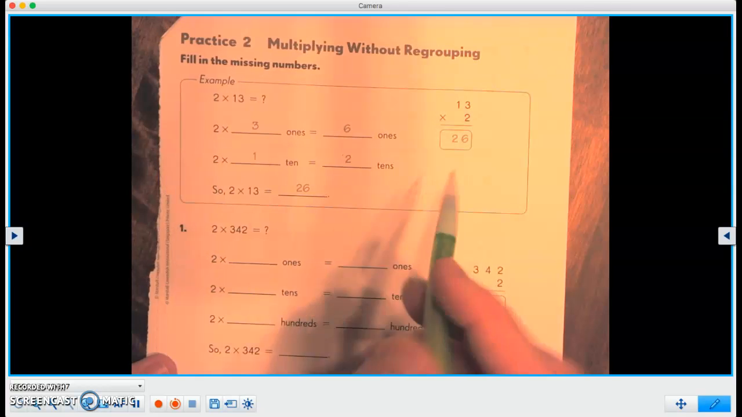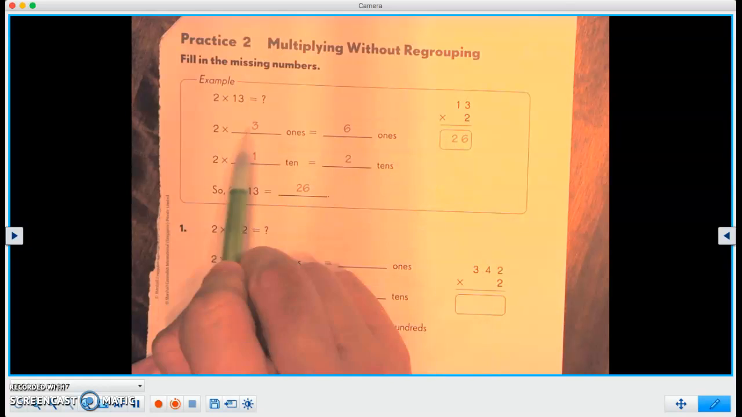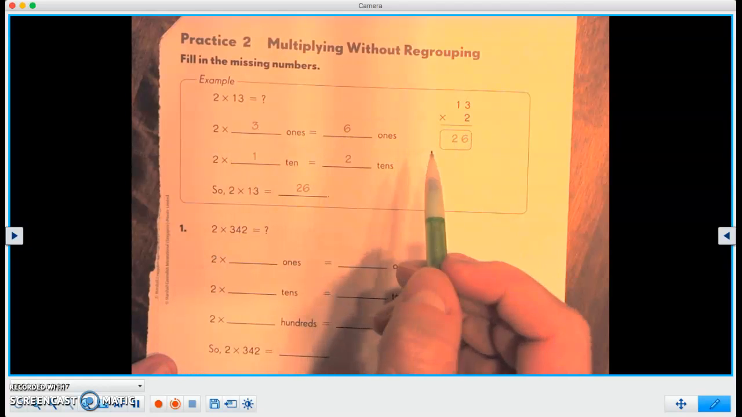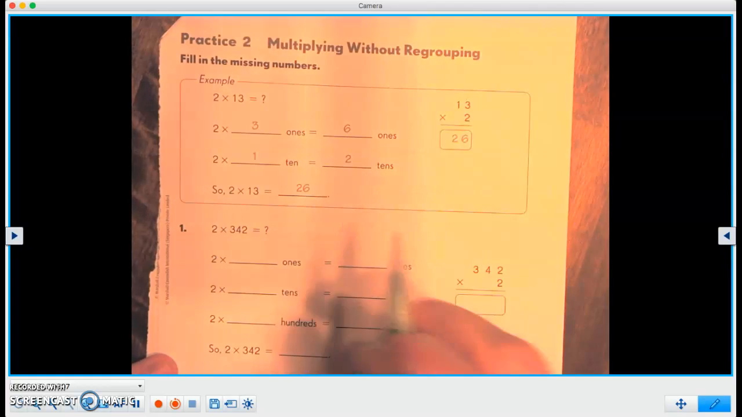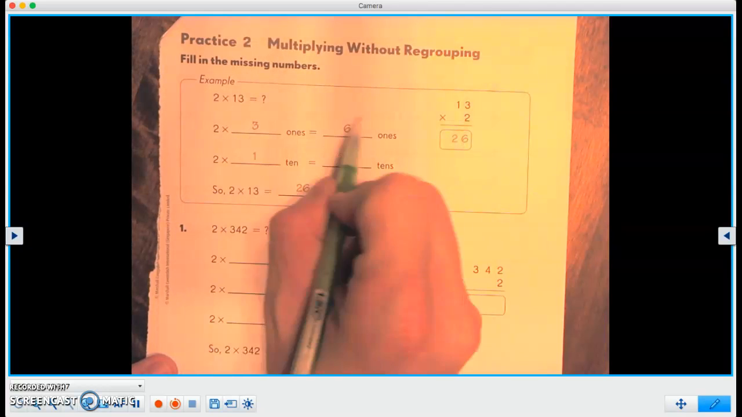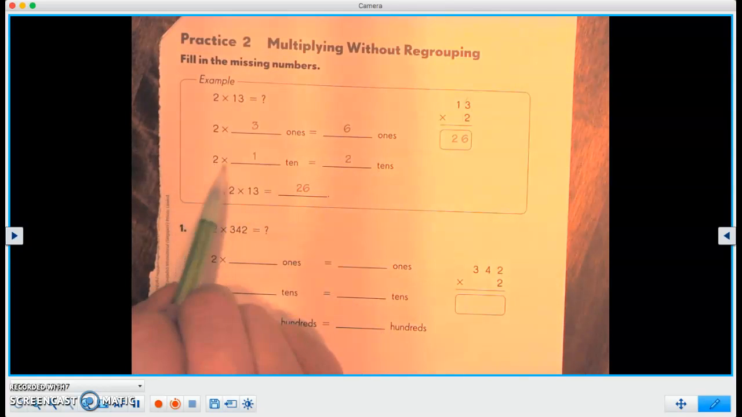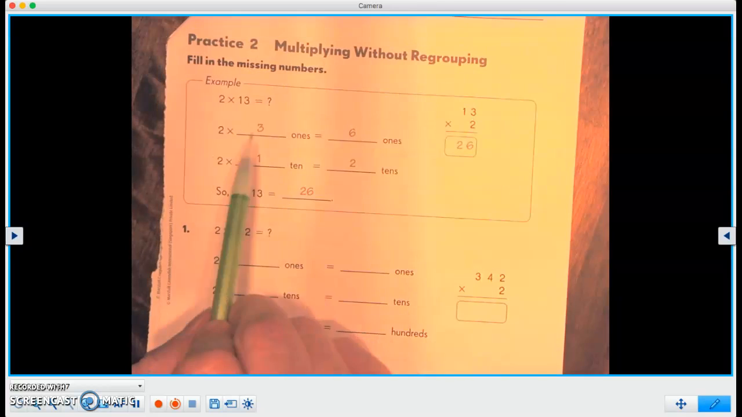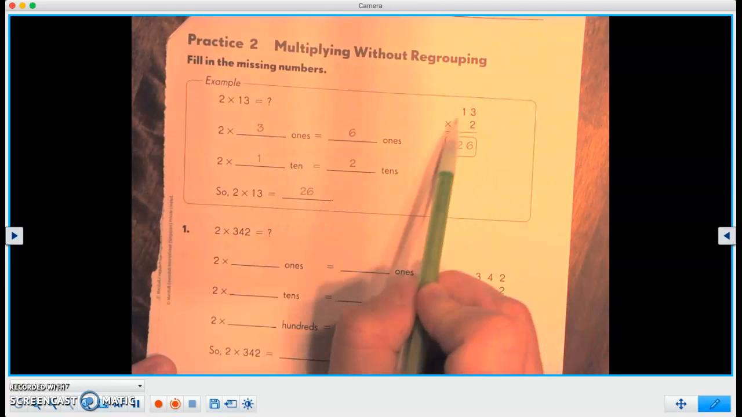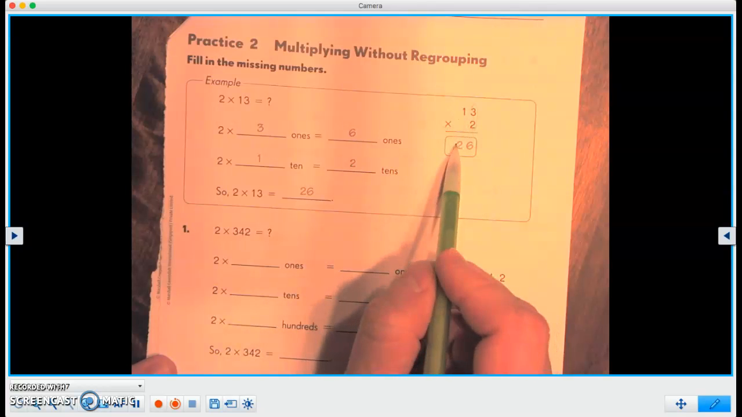So we're going to start with our ones column. So we're going to say 2 times 3 ones equals 6 ones, or just 2 times 3 equals 6, right? So we'll write our 6 here. Once you do the ones column, and you do 3 times 2 is 6, now we're going to jump to the tens column. So 1 times 2 equals 2.